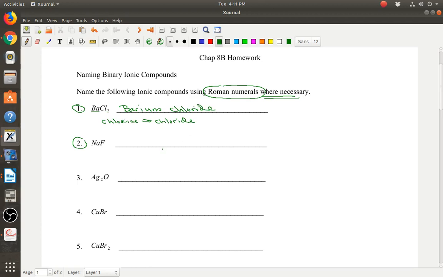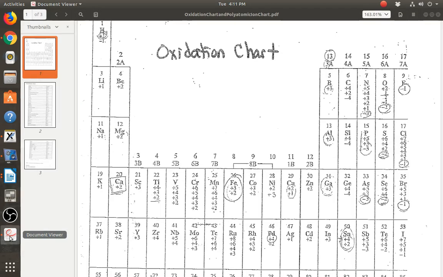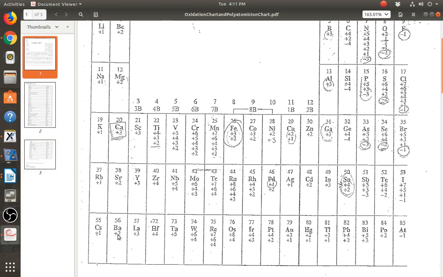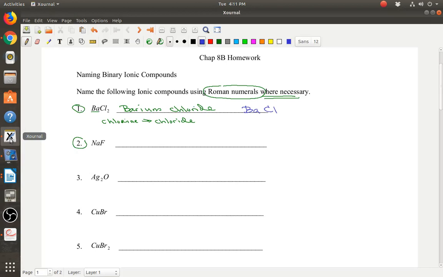I'm going to prove to you and go the other way. Look at the word. The word is barium. I write Ba. Chlorine is Cl. I would go look at the oxidation chart and see that barium has a +2 charge. Chlorine has to have the -1 because we have to have a positive and a negative. I can't have all positives. So barium would have a +2, chlorine is a -1. Swap and drop. So BaCl2. That's what that was.